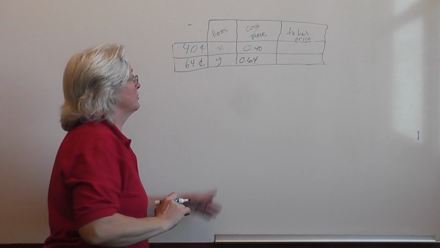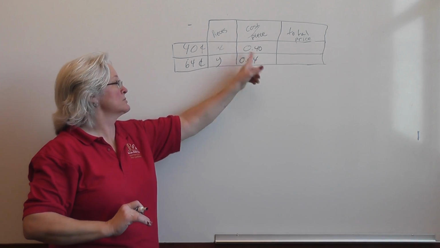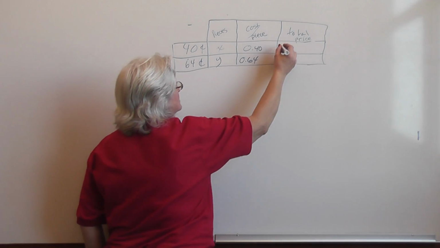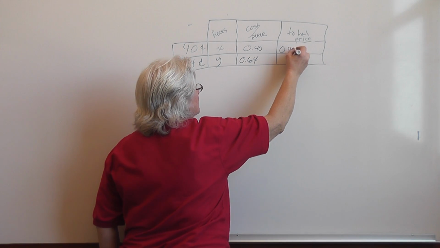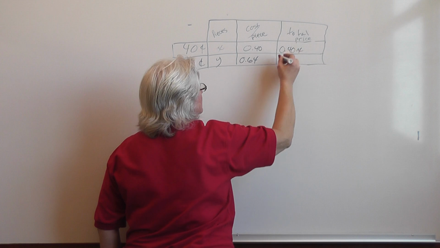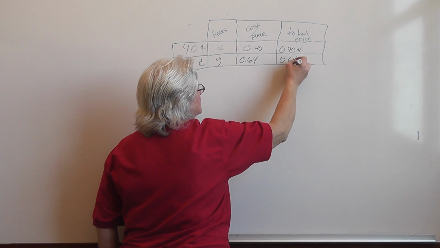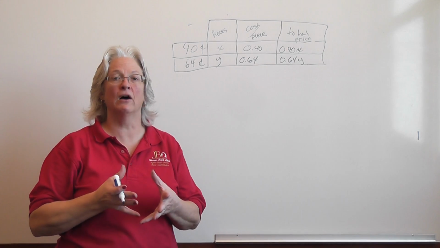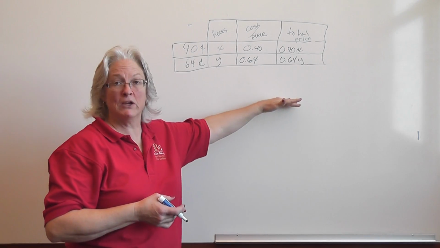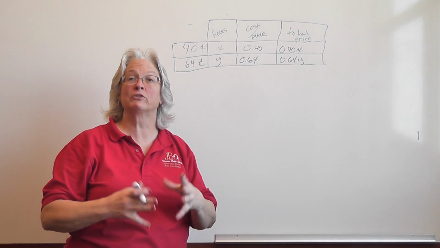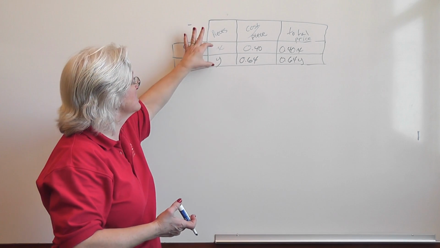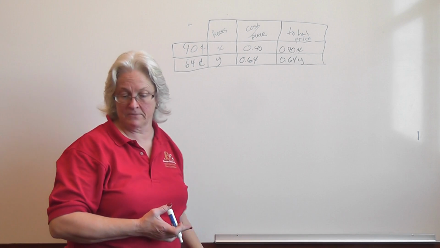The cost per piece is 40 cents. Cost per piece is 64 cents. The total price is 0.40 times x, 0.64 times y. Now we have all of the pieces of information put into our chart. We're going to be able to pull together two equations. We have to have two equations because we have two variables.